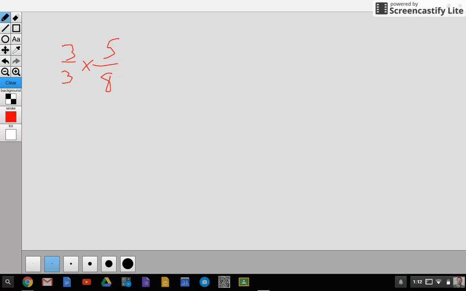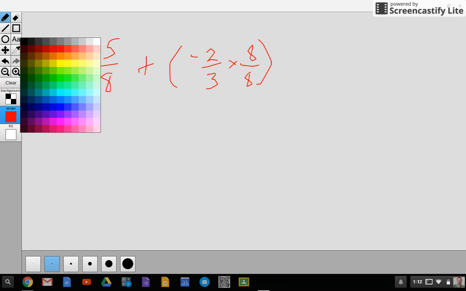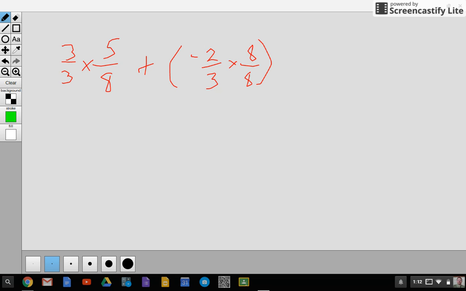Because 3 times 8 is 24. And to that, I remember that I am adding a negative 2/3. Now then, for 2/3, 3 times 8 is 24, so it would be 8/8 right there. Now, what I would get, make it a little bit thicker, is I would get this is 15 24ths, and I'm adding it to a negative 16 24ths.